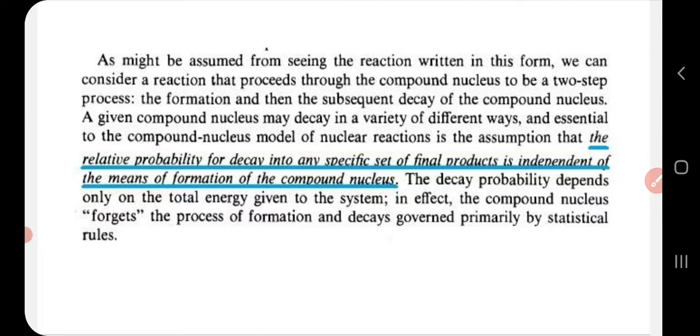Now you are going to consider a reaction that proceeds through the compound nucleus to be a two-step process. One is the formation and then the subsequent decay of the compound nucleus. A given compound nucleus can decay in many ways, and essential to the compound nucleus model of nuclear reaction is the assumption that the relative probability for decay into any specific state of final products is independent of the means of formation of the compound nucleus. That is, the decay probability depends only on the total energy given to the system.